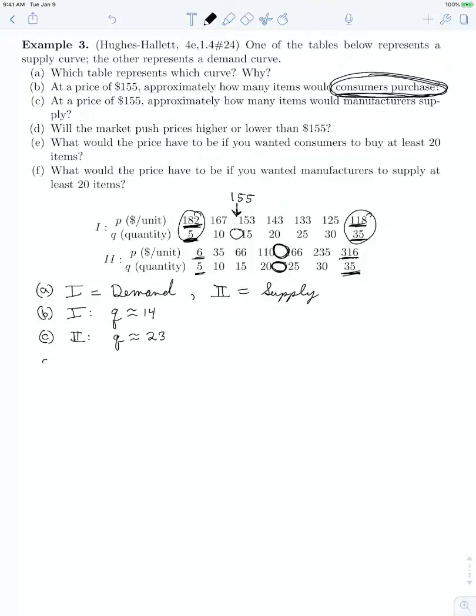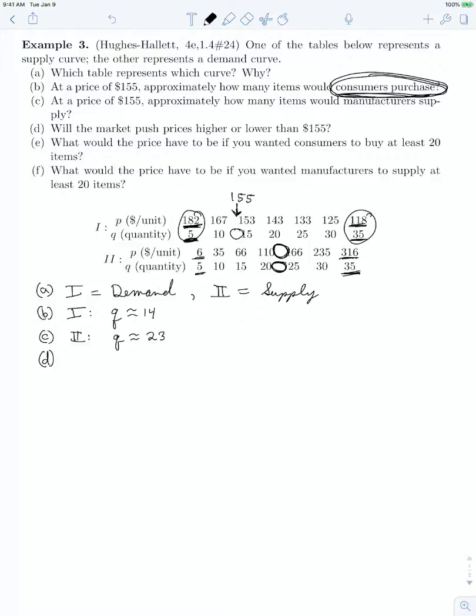Okay, part D. Will the market push prices higher or lower than 155? There's a couple ways to figure out what's going on in this part. There's a general belief, which is often true, maybe usually true, that markets tend to push things towards equilibrium. That means they tend to move in the direction where consumers and suppliers are interested in the same price point and the same quantity sold. Equilibrium is where the two graphs intersect. So that's one way to think about it.